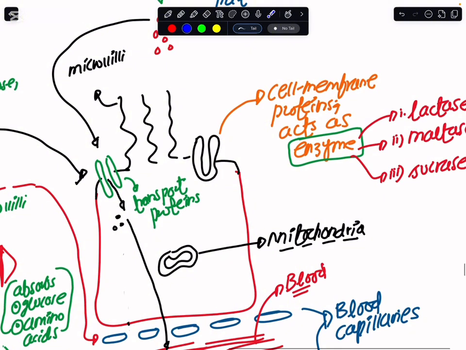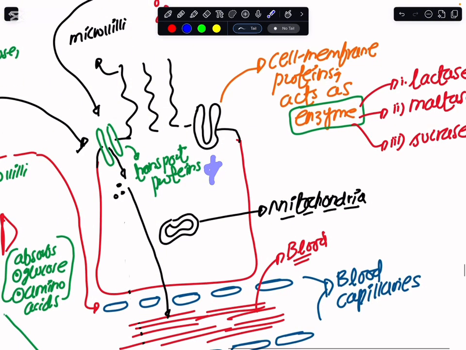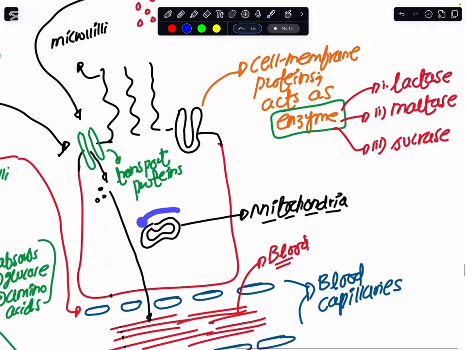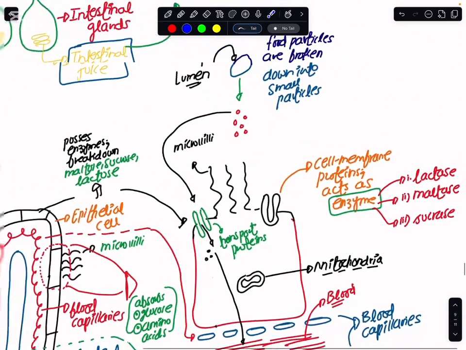Moving onward, in the cell membrane of these epithelial cells we have specialized transport proteins, and they are important for active transport, where we move glucose and amino acids into these epithelial cells, and then from here into the blood capillaries. We also have abundant mitochondria in these epithelial cells, and these mitochondria release a lot of energy in order for active transport to be carried out with the help of the transport proteins. So let me quickly summarize it.